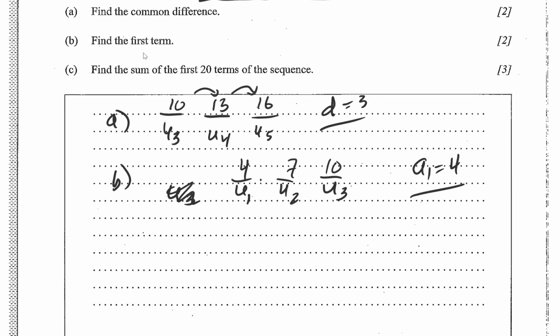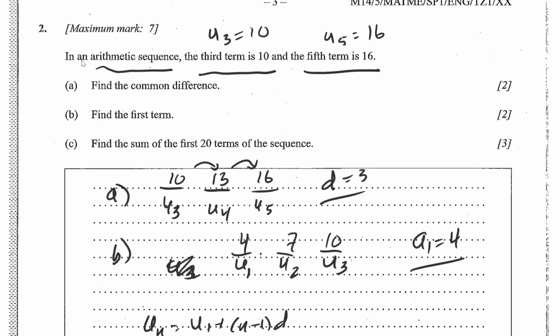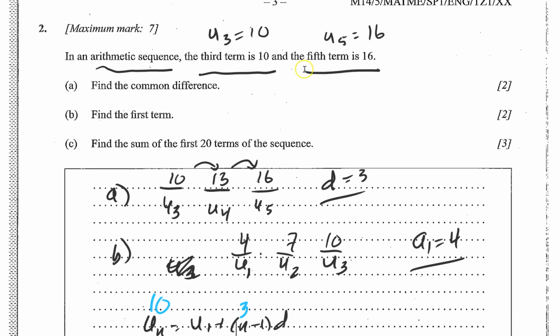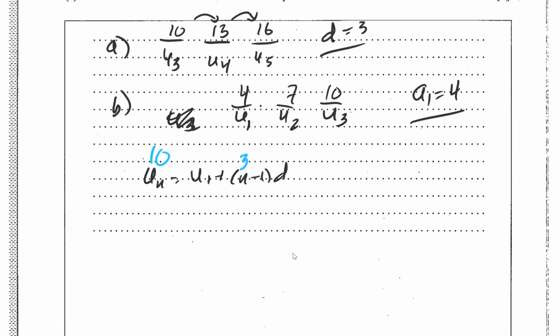If I go back to the basic arithmetic formula, that's un equals u1 plus n minus 1 times d. I could do it this way too. If you use any one of these, I'll use this one, it's easier. So u3 equals 10. So right here, this is 10 when I plug in 3. That's what u3 equals 10 means. If I did u5 equals 16, it's 16 when I plug in 5. And I know the common difference is 3, we found that earlier.